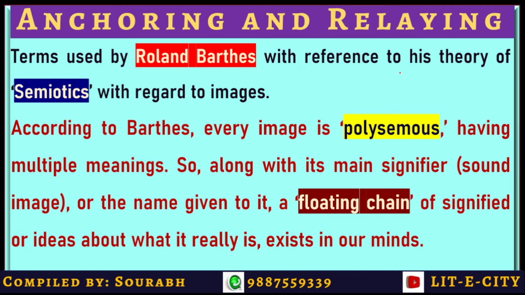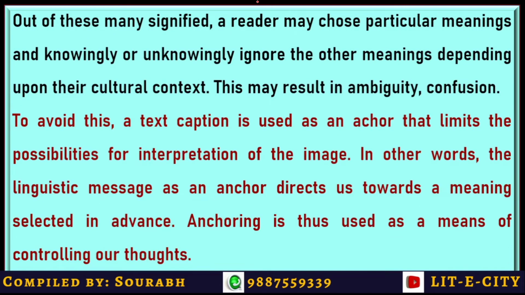These are the terms used by the famous semiotician Roland Barthes with reference to his theory of semiotics and with regards to images and the use of text with images. According to Barthes, every image is polysemous. What does he mean by polysemous? Having multiple meanings. Not only simple or dictionary meanings, but many connotated meanings also, not only denotations, along with its main signifier, whether it is a sound image or a name given to it. There is a floating chain of signifieds, or ideas about what it really is, that exists in the mind of the spectator, the mind of the viewer when he or she watches an image.